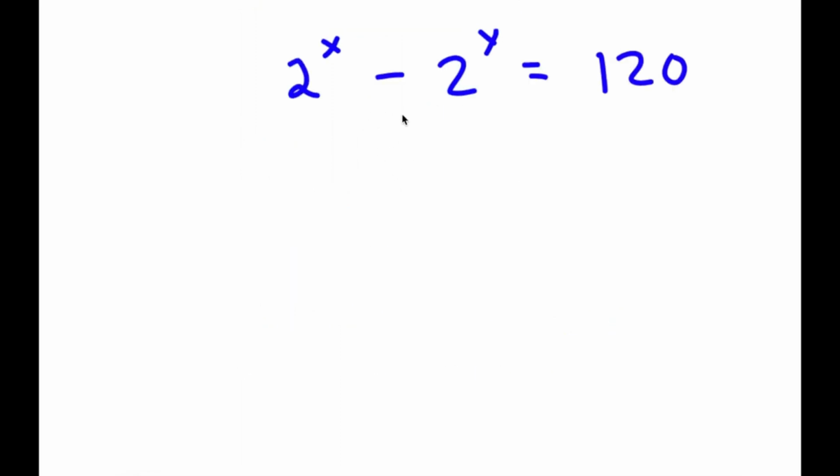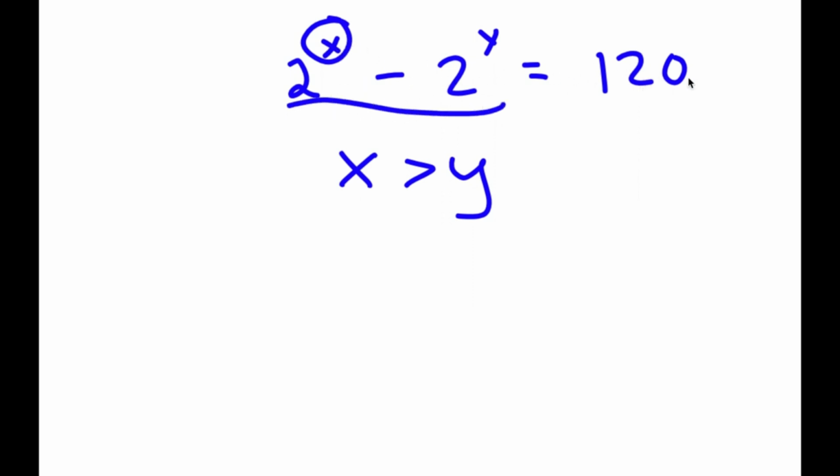Alright, so in this problem, I have 2 to the power of x minus 2 to the power of y is equal to 120. So just looking at this problem, we can see that x is going to be greater than y. This is because if x were less than y, then this would result in a negative number. But because x is greater than y, it's going to equal a positive number. Meaning, if x is greater than y, then x is going to equal y plus some number k. So k is a constant.